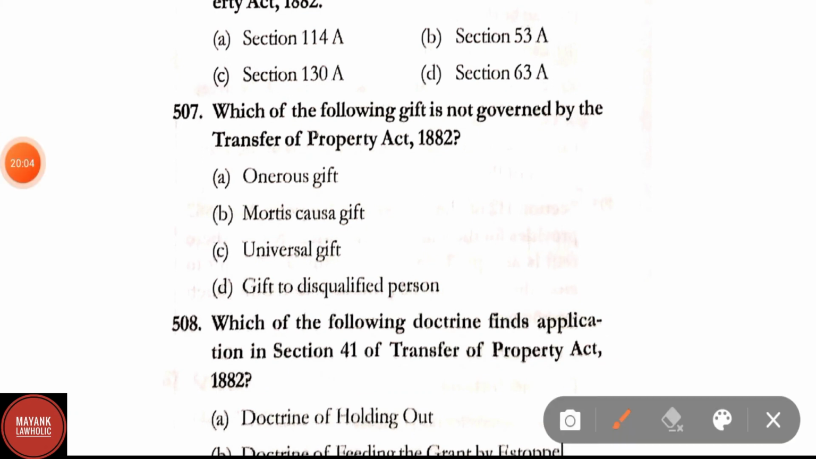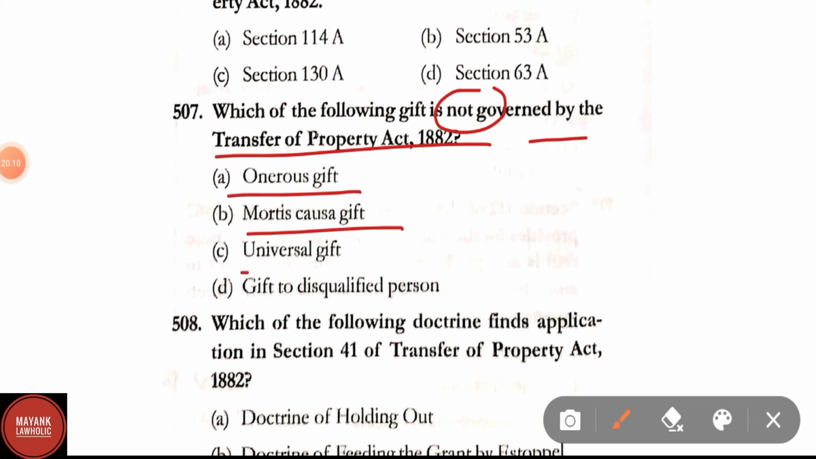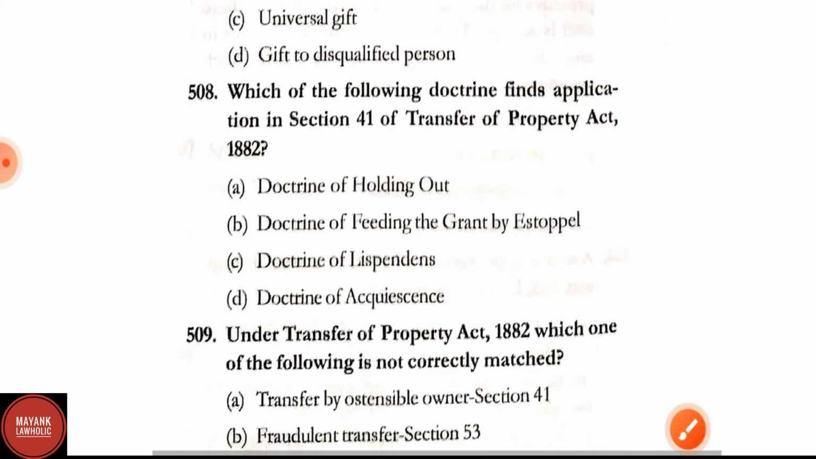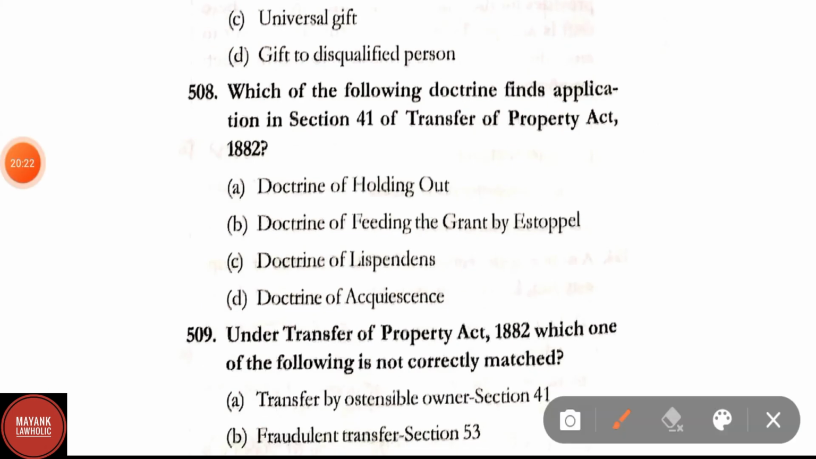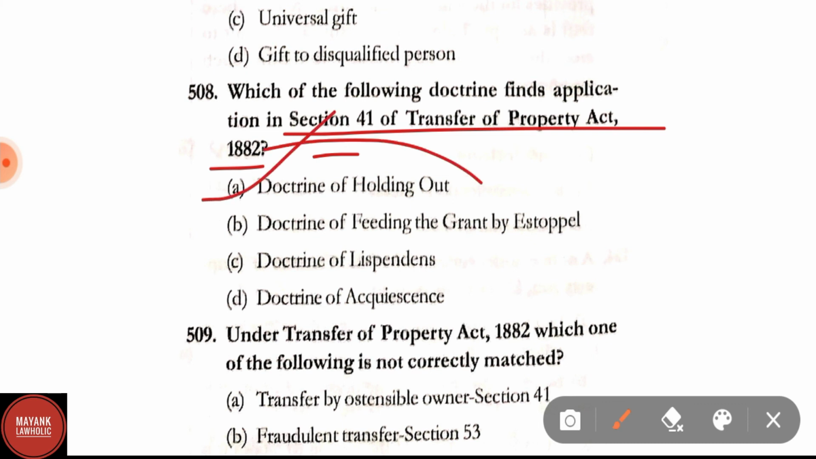Question number 507. Which of the following is not governed by the Transfer Property Act? Onerous gift, mortis causa gift, universal gift, gift to disqualified person. Correct answer is option B. Mortis causa gift is not governed by the Transfer Property Act 1882. Question number 508. Which of the following doctrine finds application in section 41 of the Transfer Property Act 1882? Option A, doctrine of holding out. Option B, doctrine of feeding the grant by estoppel. Option C, doctrine of lis pendens. Option D, doctrine of acquiescence. Correct answer is option A, doctrine of holding out.